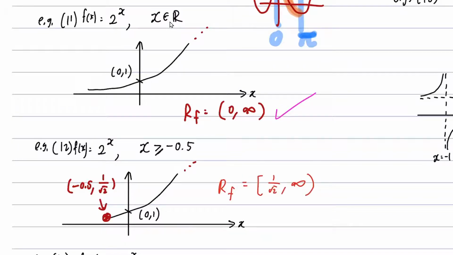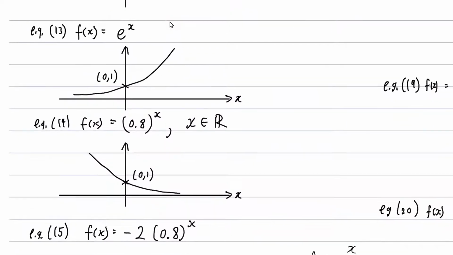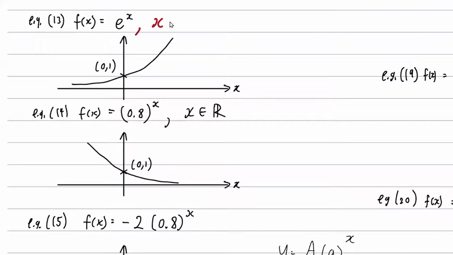Next example, let's go. This is example 13. E power x, x an element of all real numbers. Round bracket 0, comma positive infinity round bracket. Yep. Okay, good.